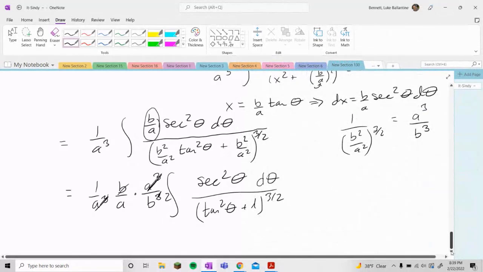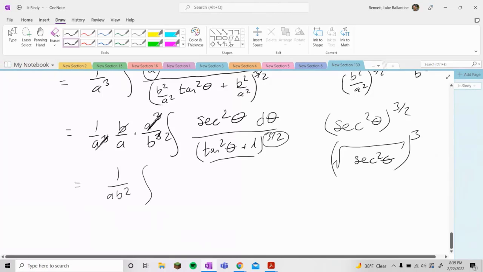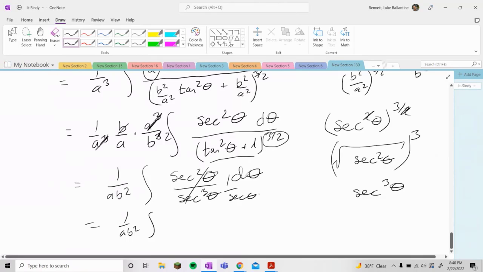So this is 1 over ab squared. And then the tangent squared plus 1, that's just secant squared. But we're taking it to the 3 over 2. So just in case anyone's not following this, this is like the square root of secant squared theta to the third. So this is like secant to the third theta. The 2's will cancel. And then so we have secant squared theta over secant cubed theta d theta. So this is now just 1 over ab squared. This is 1 over secant, but 1 over secant is just cosine. So cosine theta d theta.